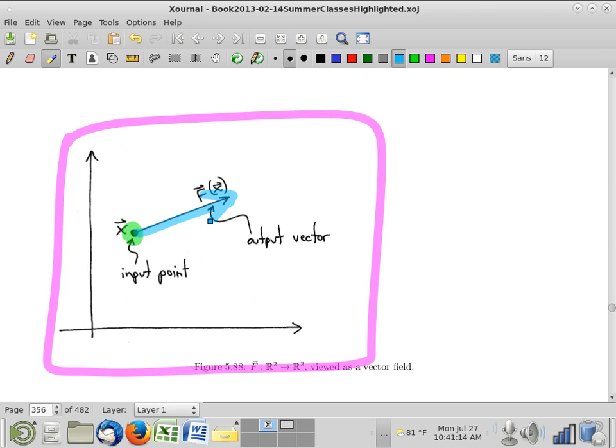It's just a different kind of a picture. So it's not a graph. It's not a level set. It's just a different kind of a picture. Everybody happy? Okay.